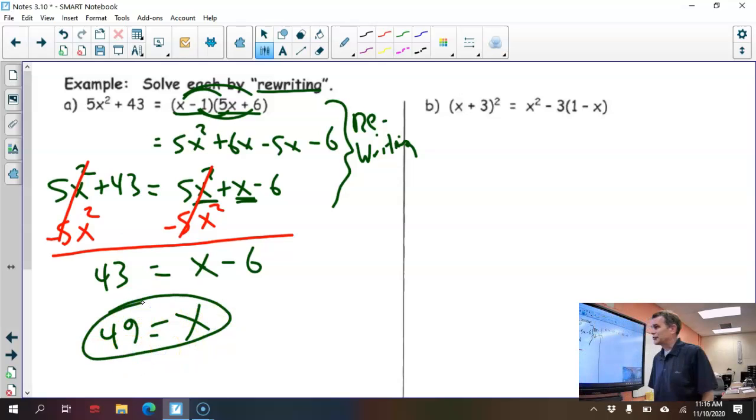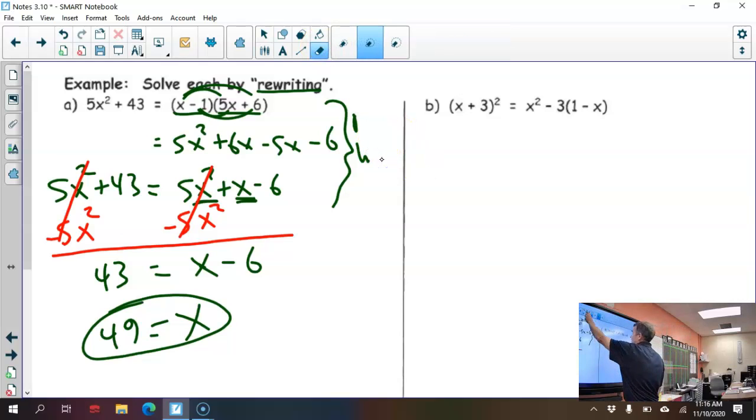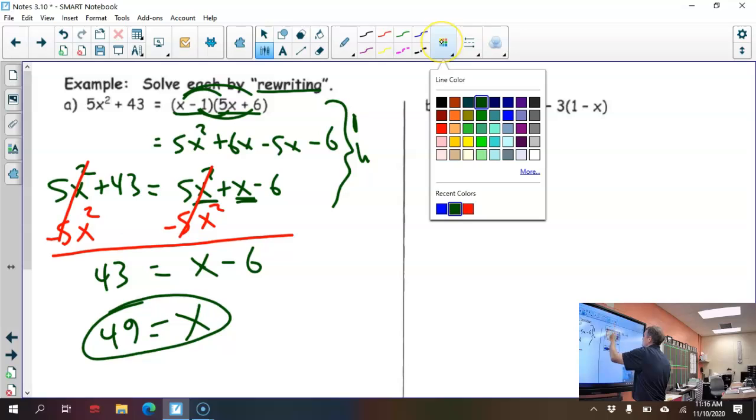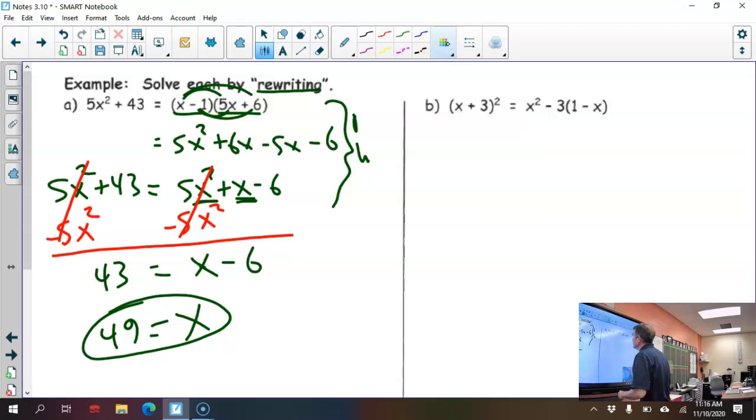Add 6 to both sides. Okay, so the tricky part here was rewriting it and getting rid of the x squared, which wasn't that tricky because it's the same on both sides. Let's look at this next example. This has a trick in it also. In this example, again, I need to rewrite both sides. Now, this side is especially tricky to rewrite.